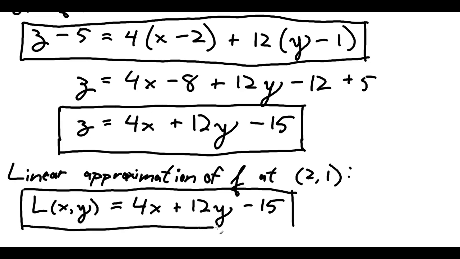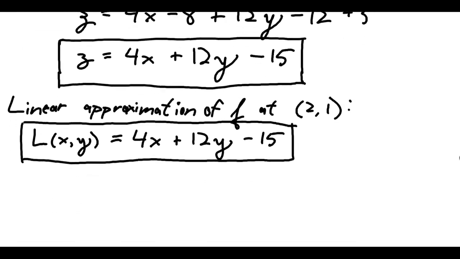just in place of z, right? Depending on what you're doing, you might not even need to write out this L of x and y. Just the tangent plane z equals 4x plus 12y minus 15 is the best linear approximation to the function at the point in question.